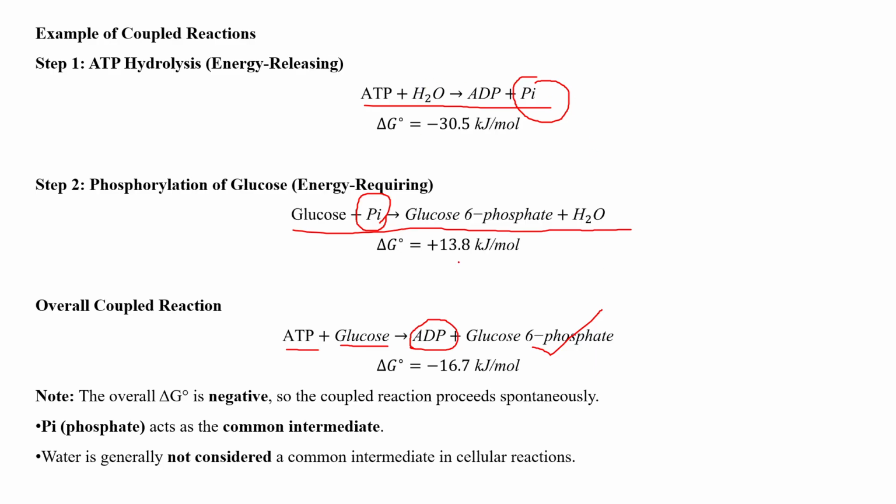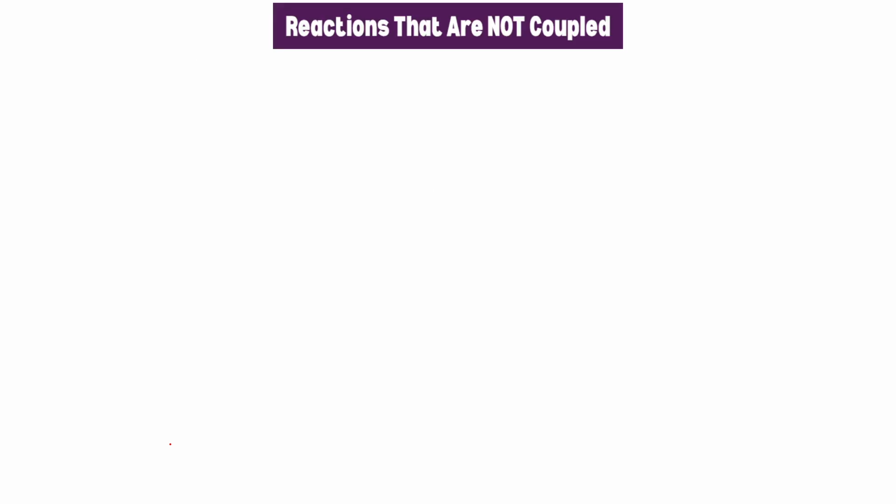You added these two reactions in order to get a full coupled reaction, or overall coupled reaction. So you have to note the overall Gibbs free energy is negative. So the coupled reaction will proceed spontaneously. The Pi that you are seeing here acts as a common intermediate. But water is generally not a common intermediate, and I'm going to give you the reason why water is not a common intermediate in the next slide. So let's move on to the next slide.